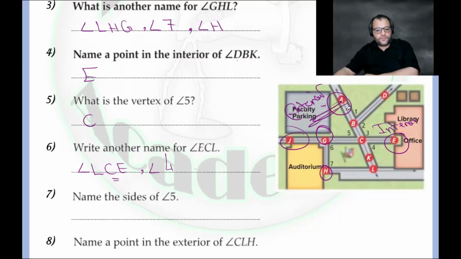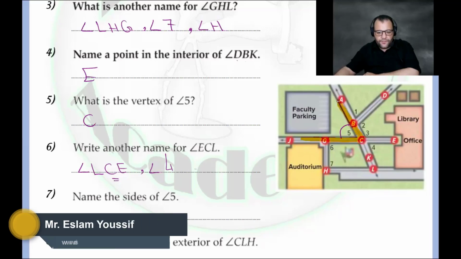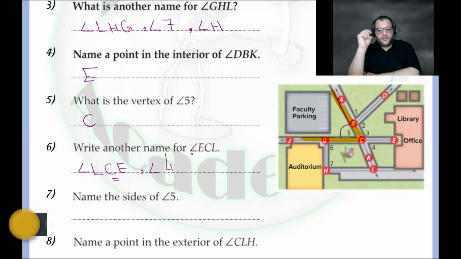We need to name the sides of angle 5. What are the sides of angle 5? That is angle number 5. Give me the name of the first side. You have to start with the vertex and go in the direction of the side. Start from the vertex. Where is the vertex?